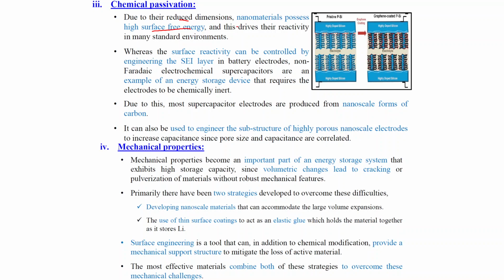Due to their reduced dimension, nanomaterials possess high surface free energy, and this drives their reactivity in many standard environments. The surface reactivity can be controlled by engineering the SEI layer in battery electrodes. Electrochemical supercapacitors are an example of an energy storage device that requires electrodes to be chemically inert. Due to this, most supercapacitor electrodes are produced from nanoscale forms of carbon.